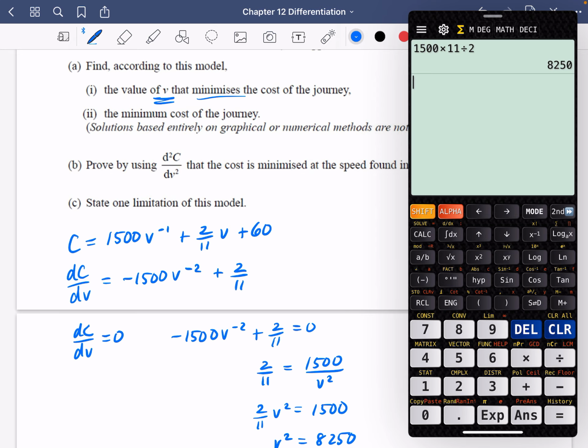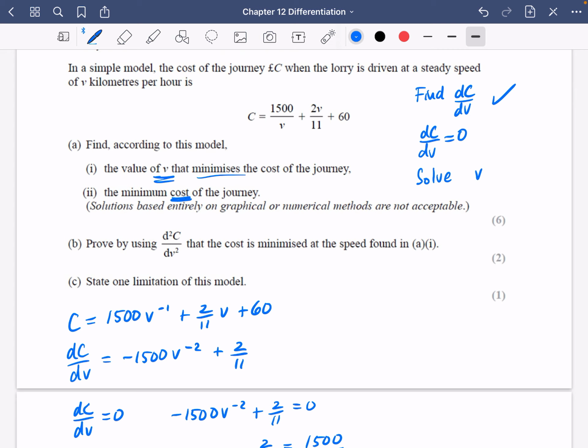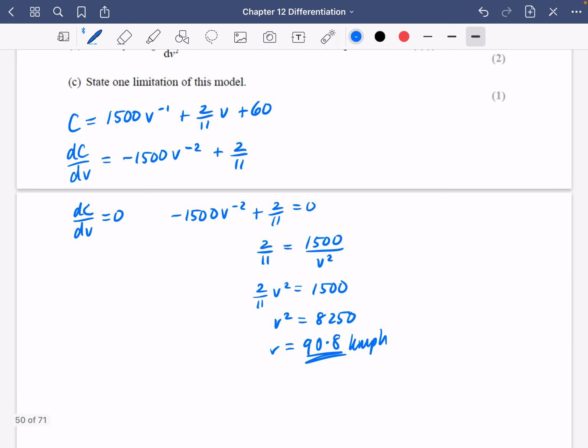Then the second thing it wants us to do is to find the minimum cost of the journey. Well, if it wants cost, we need to find out what the cost is equal to. Well, look, we're pretty lucky here because they've already told us how to find the cost. You just use that formula with the value of v that we have just found. So I'm going to now say for part two of the question that the value of the cost is going to be 1,500 multiplied by 90.8 to the minus 1.